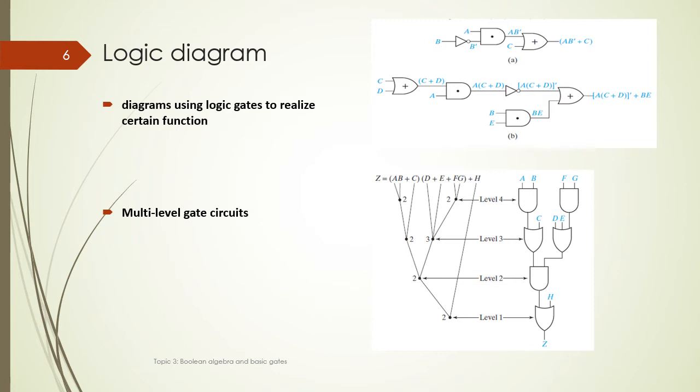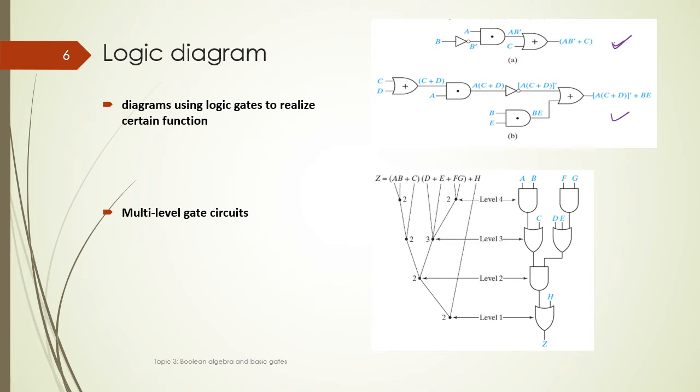If we put multiple logic gates together and make a proper collection of them, then we can realize a specific Boolean function. The graph we get is called a logic diagram. As shown on the right, we can see some examples. This is a simpler diagram, and this is a more sophisticated diagram.